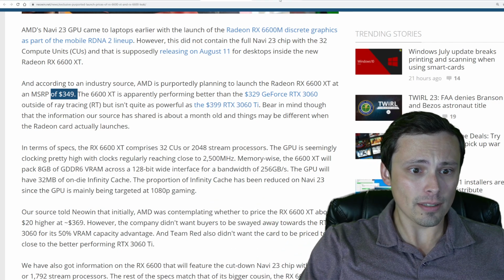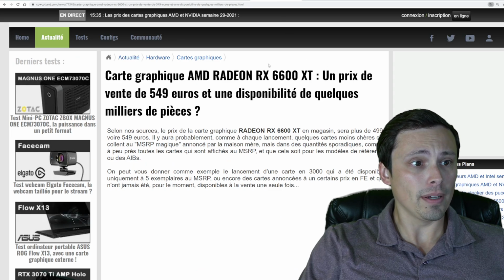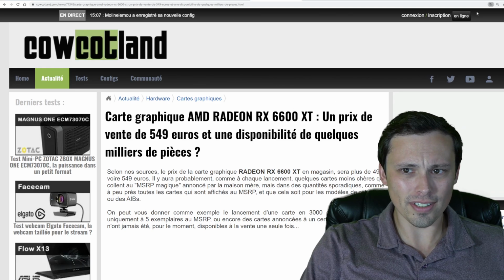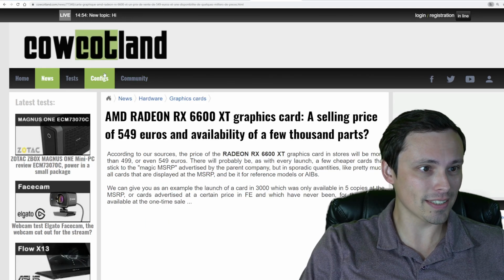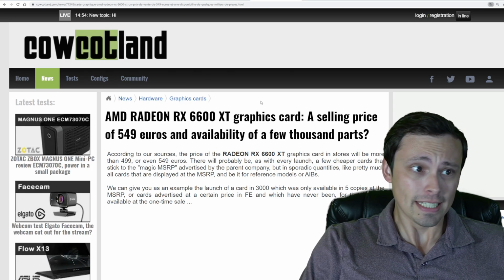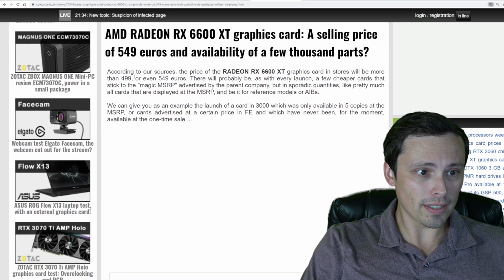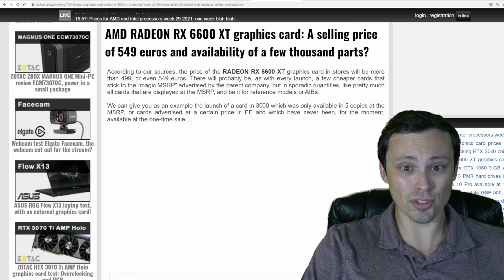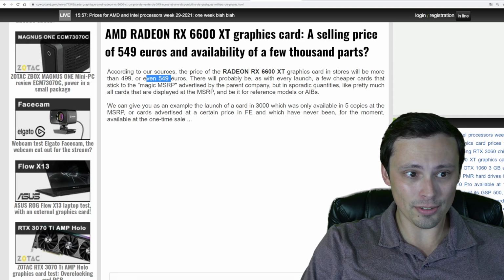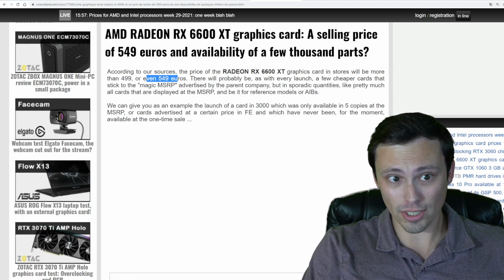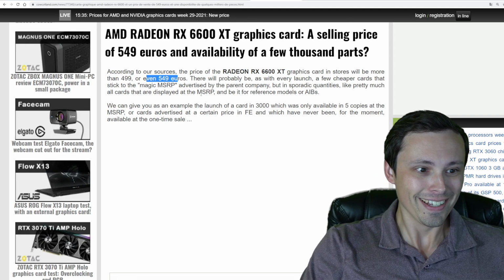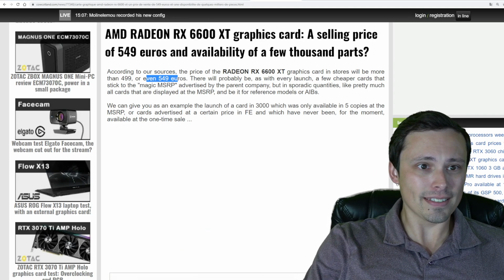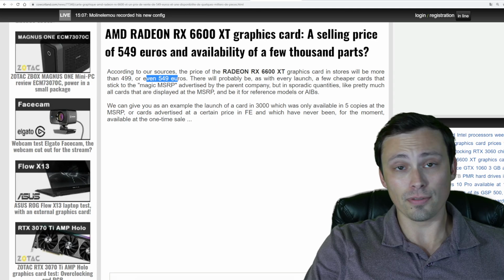All right, last little bit I've got here is some speculation on the street pricing. This article is not in English, but I can Google Translate it. This is from Calcotland. I don't know a lot about this particular source, but according to their sources, the price of the Radeon RX 6600 XT graphics card in stores would be more than $499 or even $549, and that's euros, not American dollars, okay? So that would be much more in freedom units. So yeah, that's what we've got to expect here for pricing.